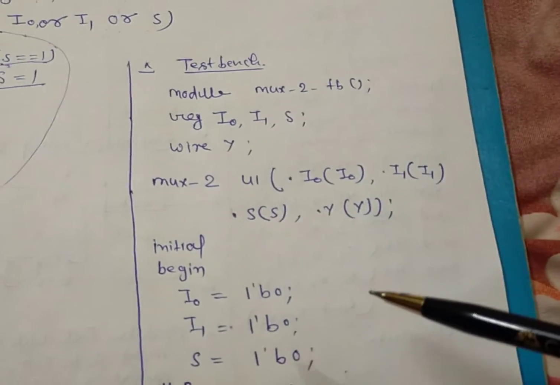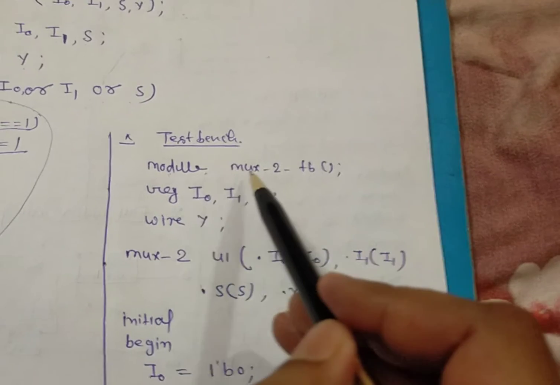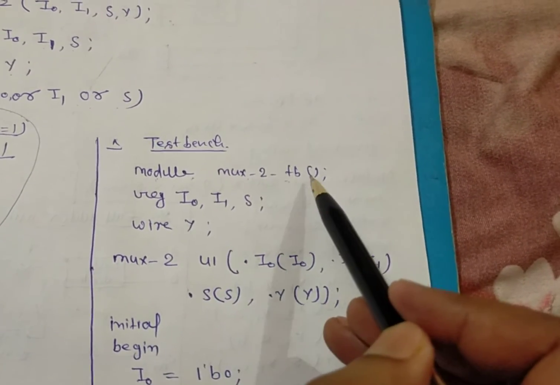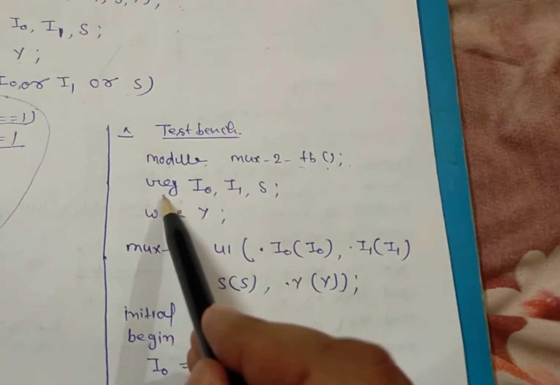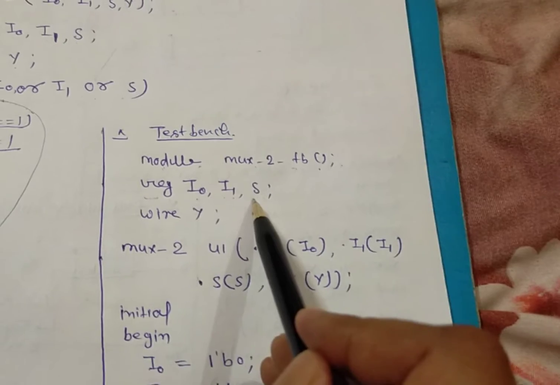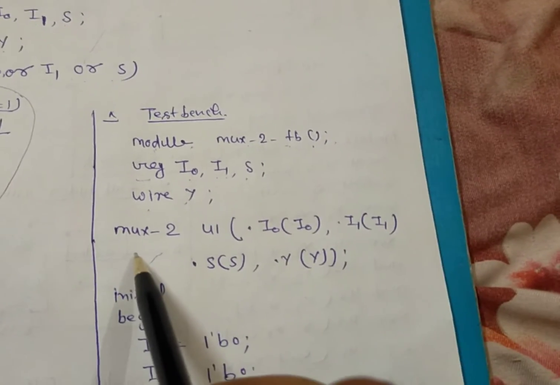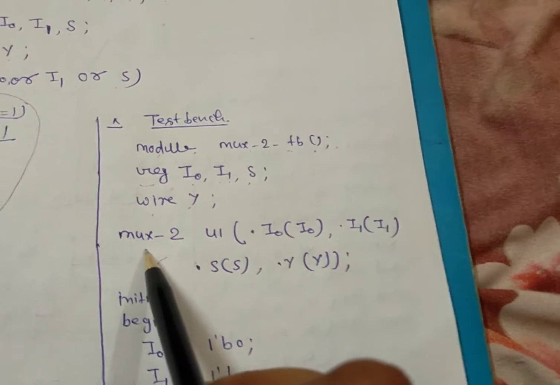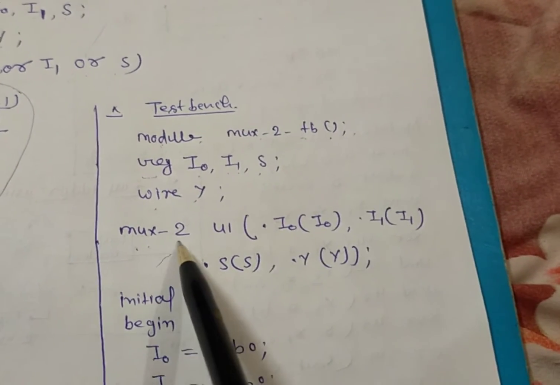The test bench of this code is also similar to the previous one. Just write the module, then the module name underscore tb bracket close, then semicolon. Then all the inputs are represented by reg. I0, I1, S are the inputs, and the output Y is represented by the wire. And then call the module. The name of the module is written here, mux_2. So call this module. This is called the instantiation, mux_2.